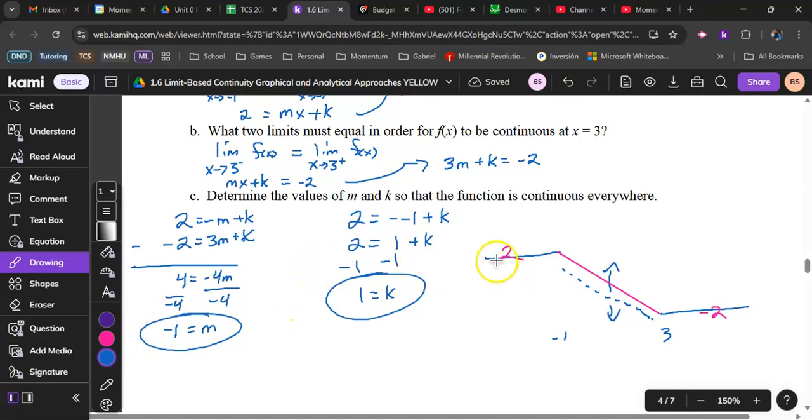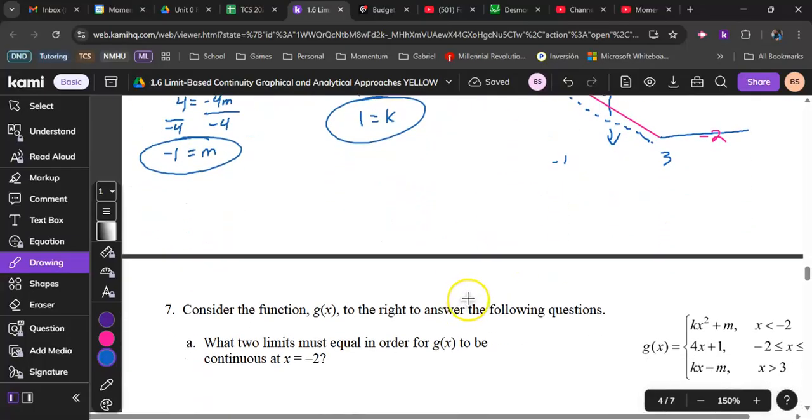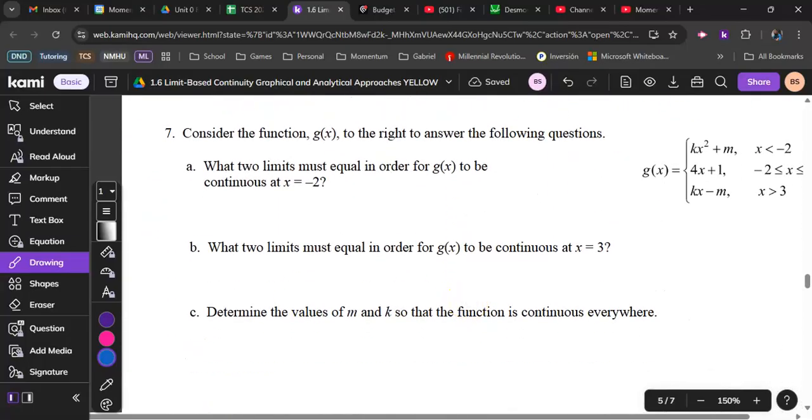To show you what it means? Not yet. You will eventually. But not in this module, not in 1.6. Nah, you're okay. All right, ready? Last page. Here we go.